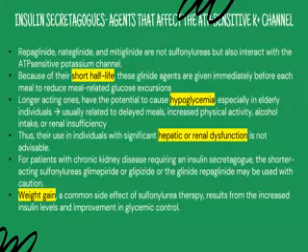Repaglinide, nateglinide, and mitiglinide are not sulfonylureas but also interact with the ATP-sensitive potassium channel. Because of their short half-life, these glinide agents are given immediately before each meal to reduce meal-related glucose excursions. Longer-acting ones have the potential to cause hypoglycemia, especially in elderly individuals, usually related to delayed meals, increased physical activity, alcohol intake, or renal insufficiency.